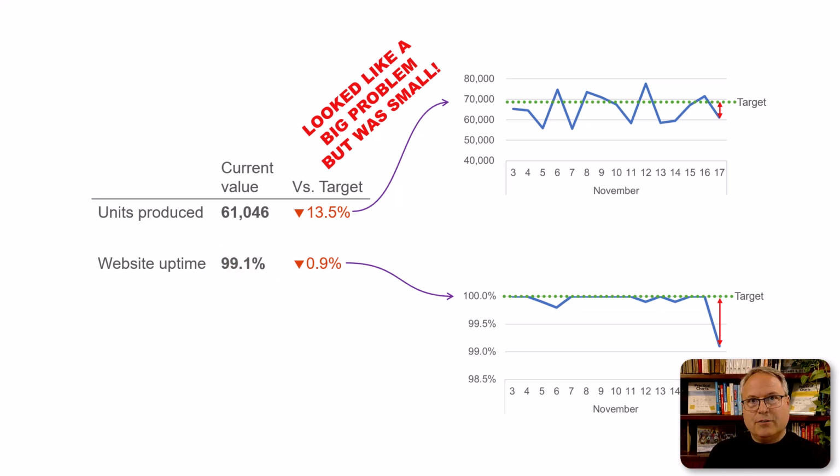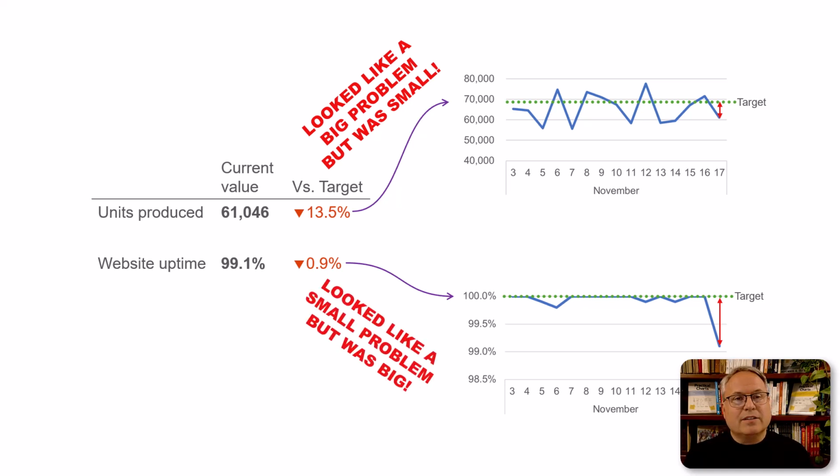And when you think about it, if we're like an e-commerce company or something, what this means is that one out of every 100 page requests to our website is failing. And so this could actually be a disaster. And yet it looked like nothing, right? It looked like a small problem on our dashboard.